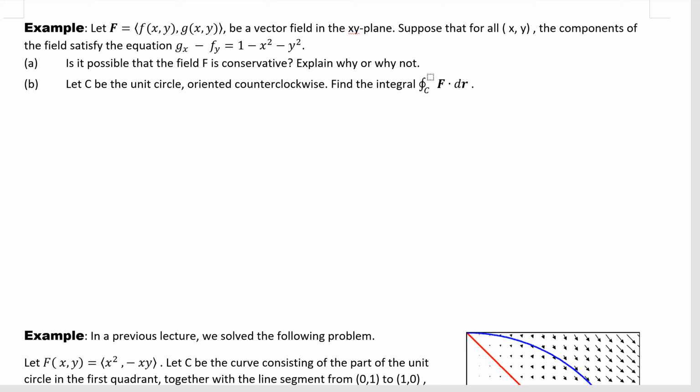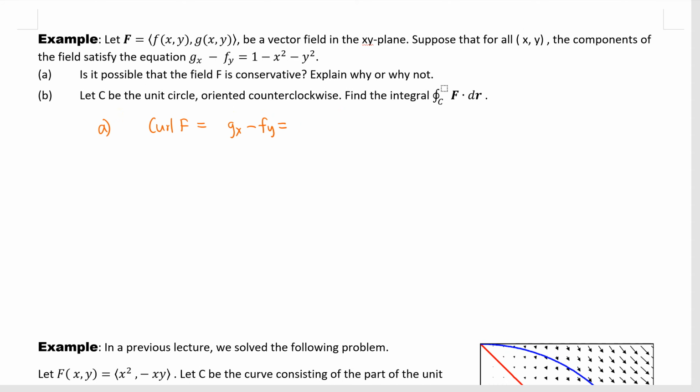Wow, that's the curl, right? So for part A, the curl of F is gx minus fy. It equals 1 minus x squared minus y squared. So this is not 0, then of course it's not a conservative vector field. Okay, so F is not conservative, because if it is conservative, then the curl must be 0.